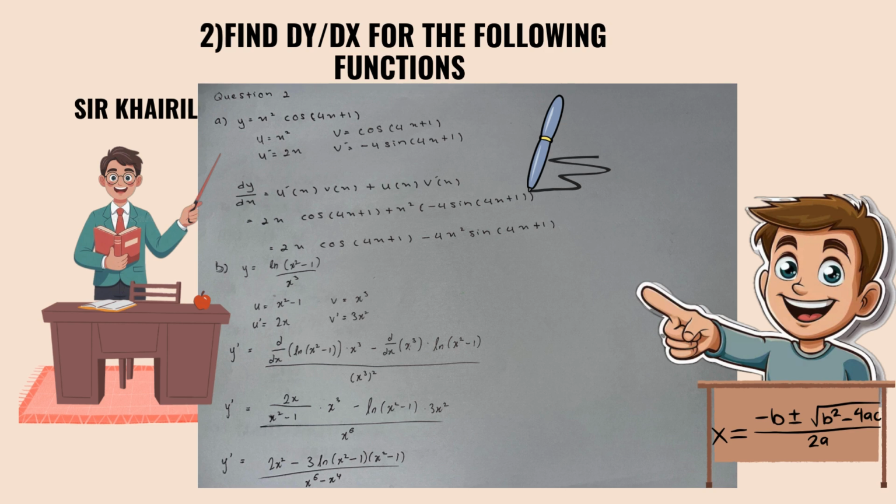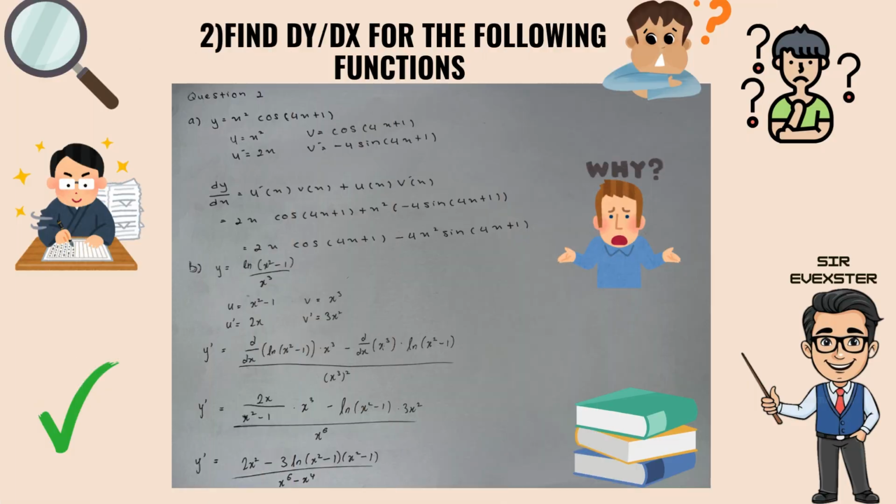For v prime, it becomes negative 4 sin(4x plus 1). Then you just apply the product rule, which is u prime times v plus u times v prime, and it becomes 2x cos(4x plus 1) plus x squared times negative 4 sin(4x plus 1). Then we simplify, and it will be 2x cos(4x plus 1) minus 4x squared sin(4x plus 1), and that's the answer for question 2a.